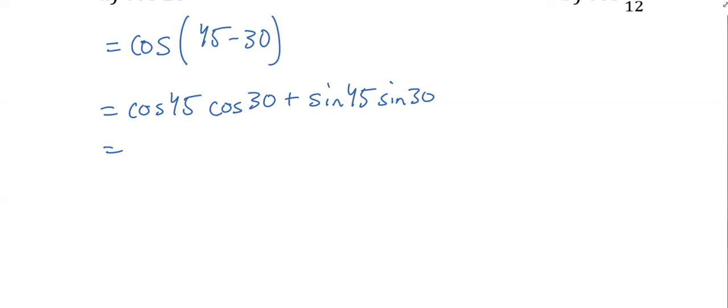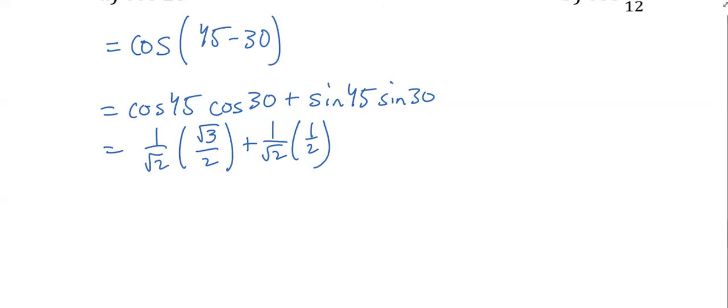Okay, so cos of 45 is 1 over root 2. Cos of 30 is 1 half. That's the one that we wanted to remember. No, sorry, that's not true. Cos of 60 is a half. Ooh, that's root 3 over 2. That's better. Plus sine 45 is 1 over root 2. And sine of 30 is a half.